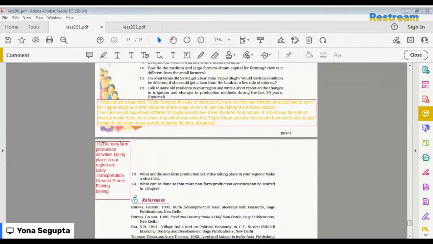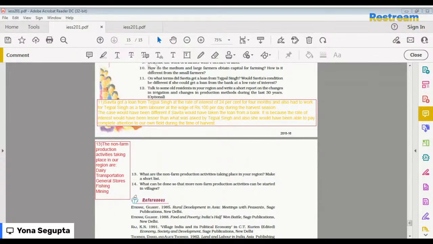Right now, number 14. What can be done so that more non-farm production activities can be started in the villages? The answer is to promote more non-farm activity in the villages. The following steps must be taken. Only three steps you write. Don't write more. You will get the marks. Don't worry.